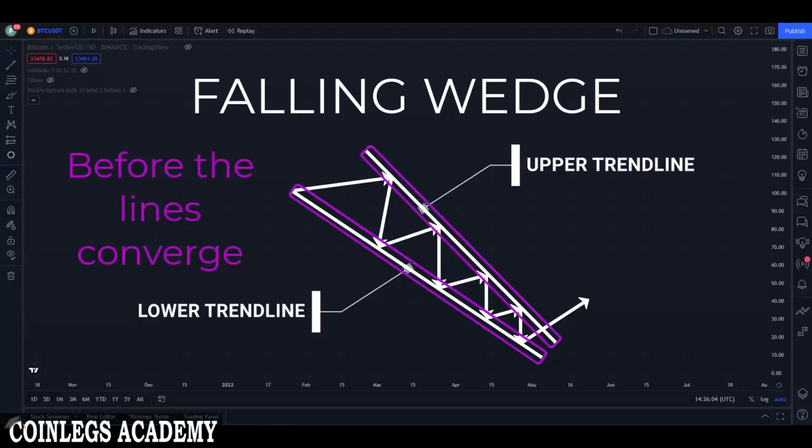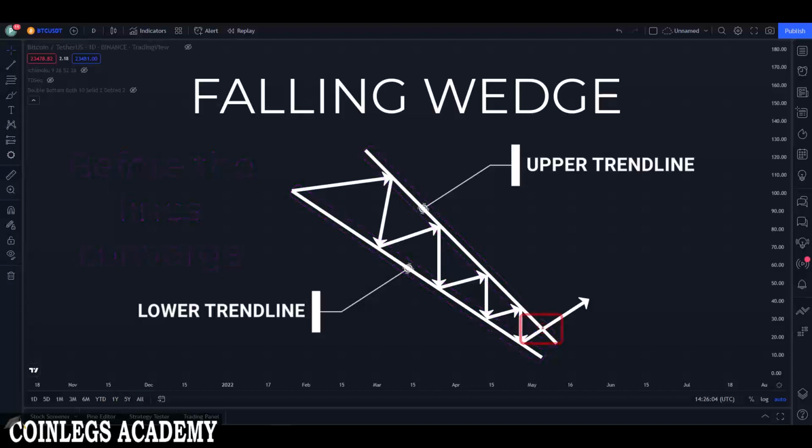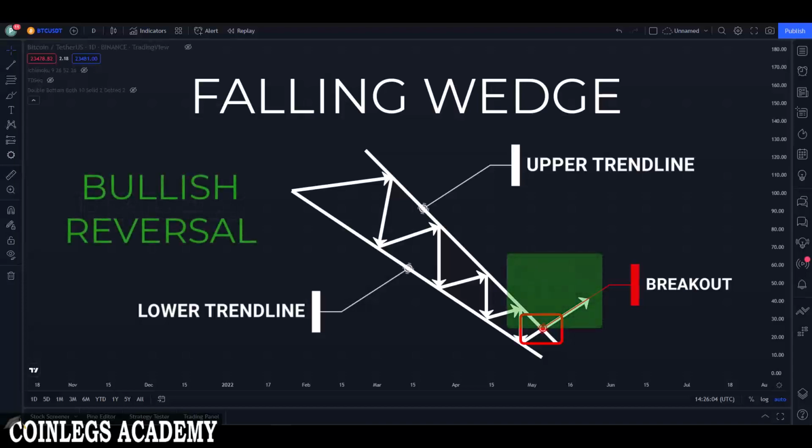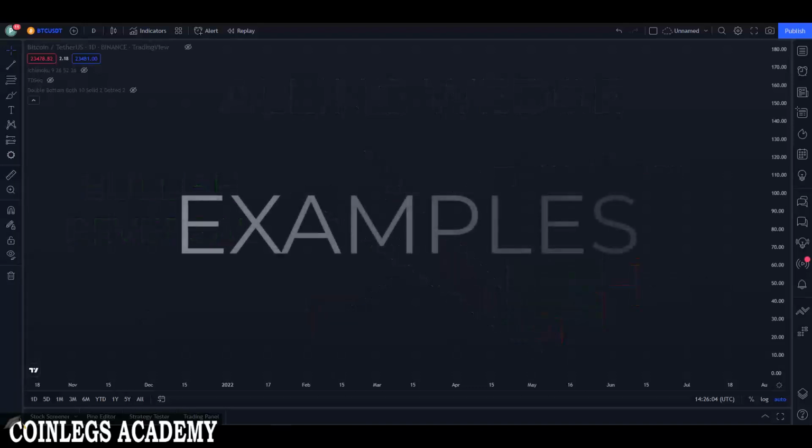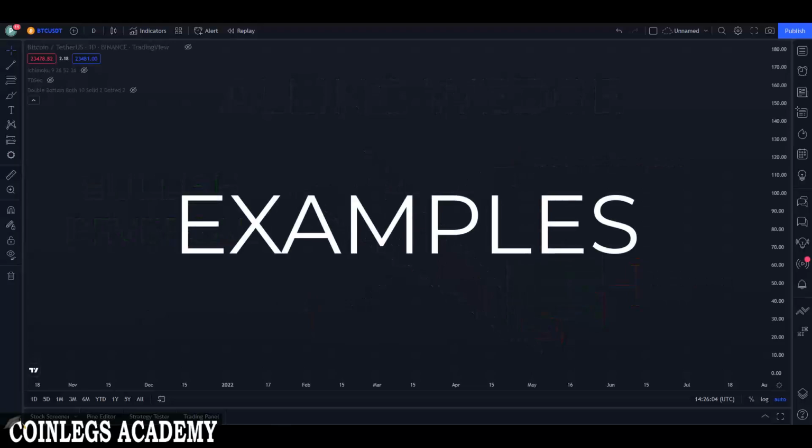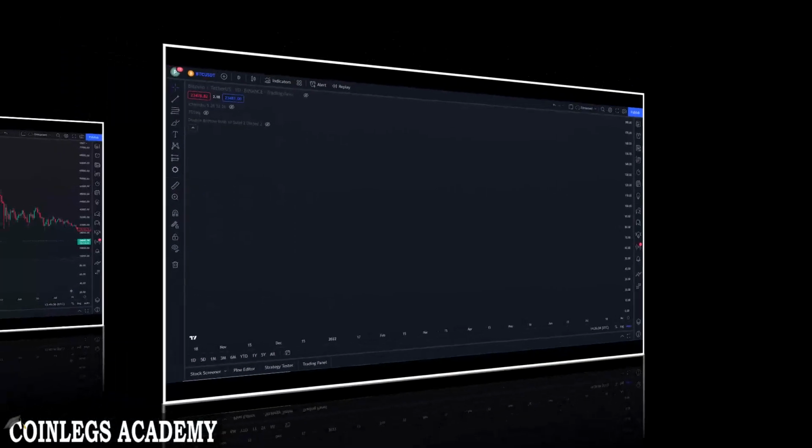Before the lines converge, the price may break out above the upper trend line. When the price breaks the upper trend line, we can expect it to reverse and trend higher. Traders identifying bullish reversal signals would want to look for trades that benefit from the rise in price. Now let's examine examples for your better understanding.